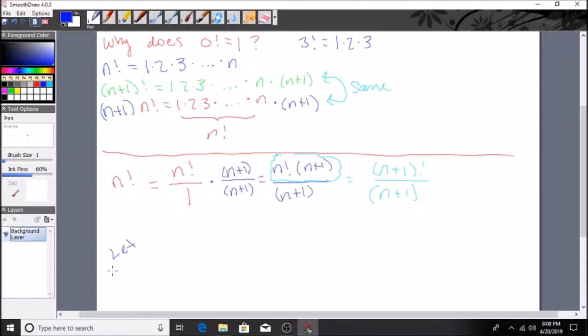So let n equal 0. Let's just plug in. We get 0 plus 1 factorial all over 0 plus 1. I can put in parentheses if I want, don't have to. So let's just simplify it. 0 plus 1 is just 1, and then factorial, and then 0 plus 1 is just 1. 1 factorial is just 1, and then 1 over 1 is still 1. So I just showed that 0 factorial equals 1.